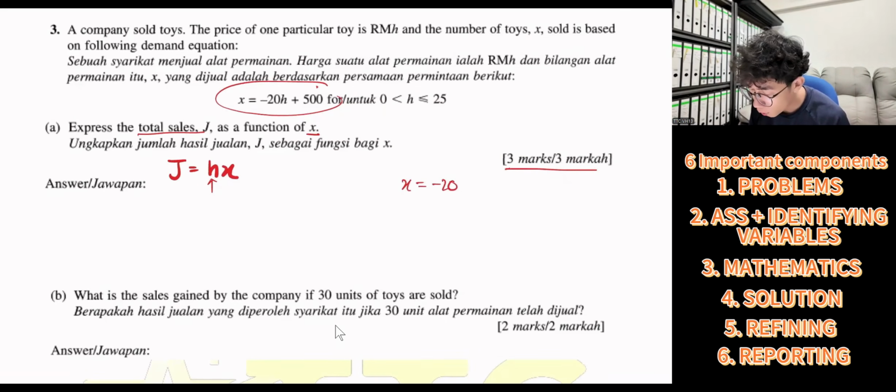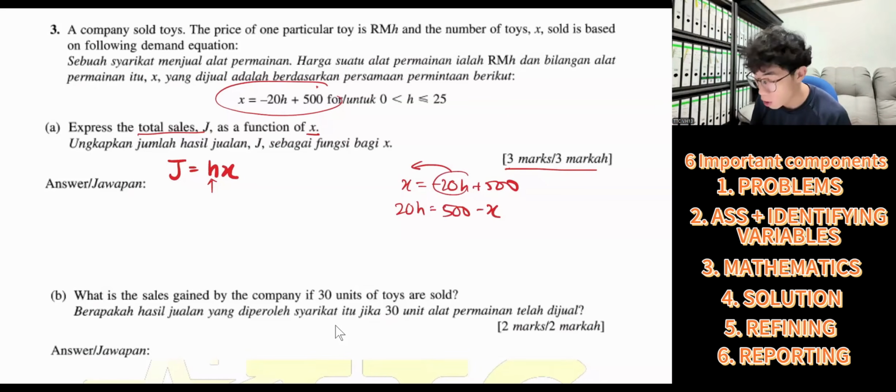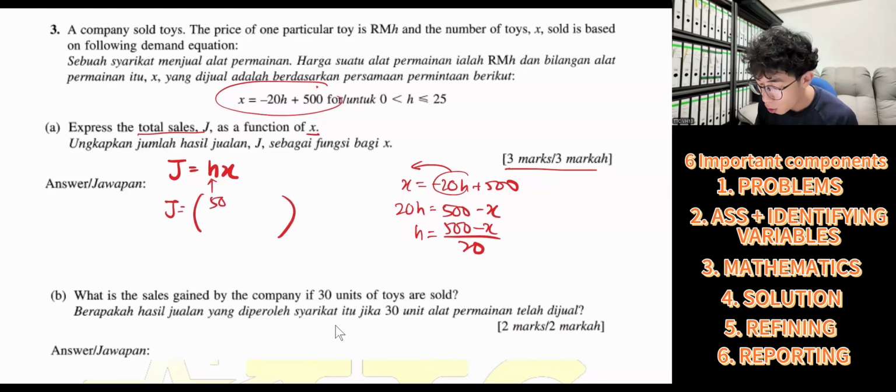So X equals negative 20H plus 500. 20H equals 500 minus X. I'm trying to rearrange into the H position. So H equals (500 minus X) over 20. Nice. I will replace the H with (500 minus X) over 20, times X.